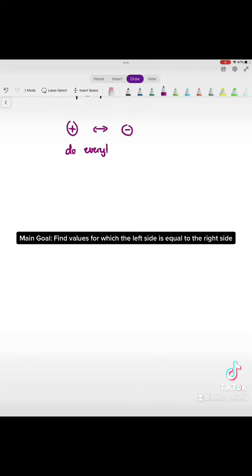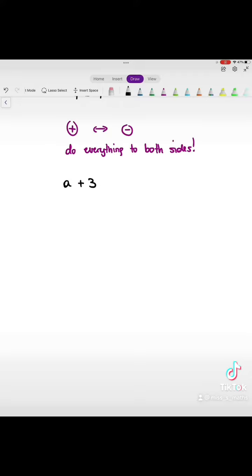Now, the whole purpose of an equation is that we usually try and find values, but the first rule is if you have a plus and you want to get rid of a plus value, a positive value, you subtract it. And if you have a negative value, you can add it on both sides to get rid of it or move it to the other side of the equation.